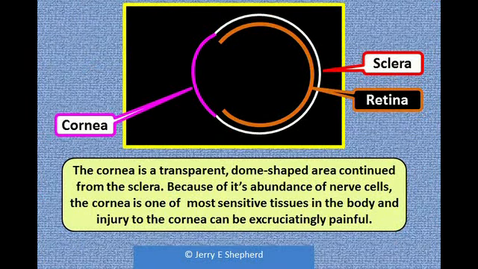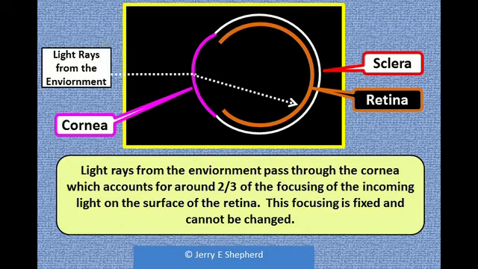The cornea is a transparent, dome-shaped area continued from the sclera. Because of its abundance of nerve cells, the cornea is one of the most sensitive tissues in the body, and injury to the cornea can be excruciatingly painful. Light rays from the environment pass through the cornea, which accounts for around 2/3 of the focusing of the incoming light on the surface of the retina. This focusing is fixed and cannot be changed.